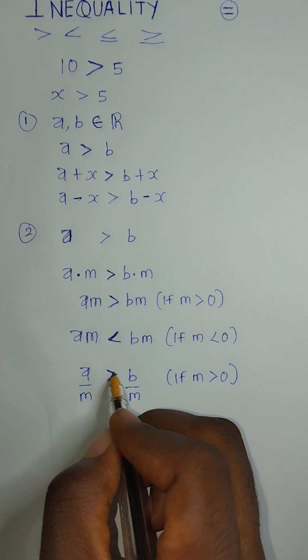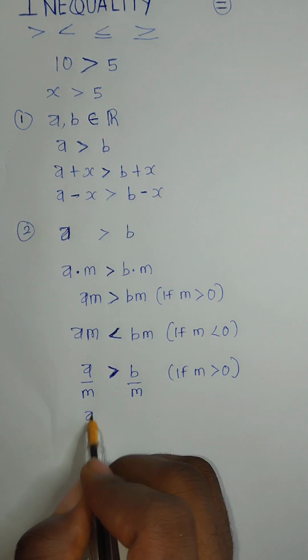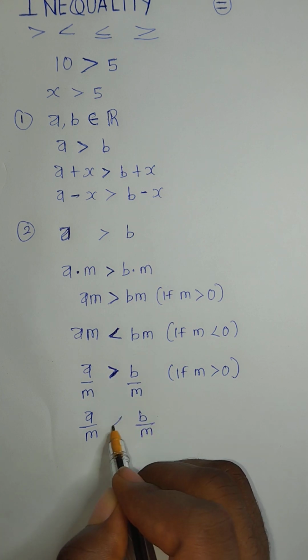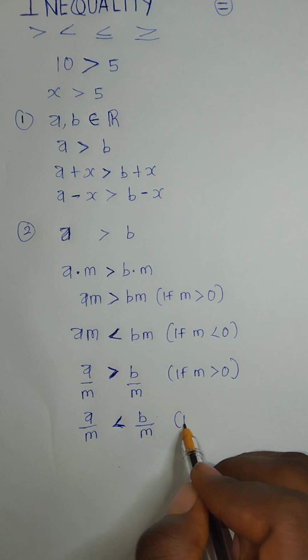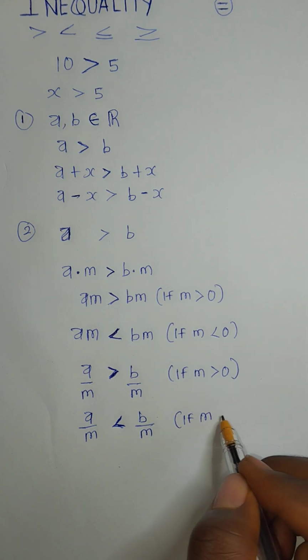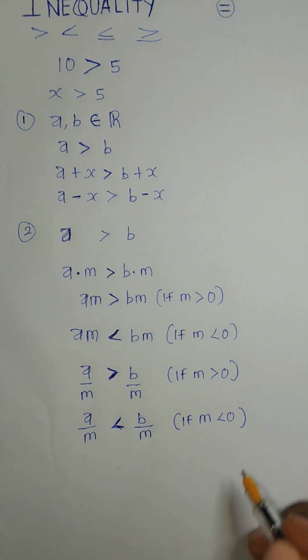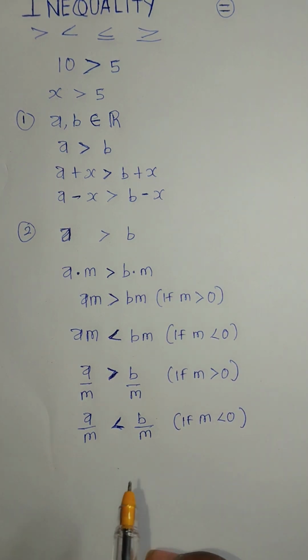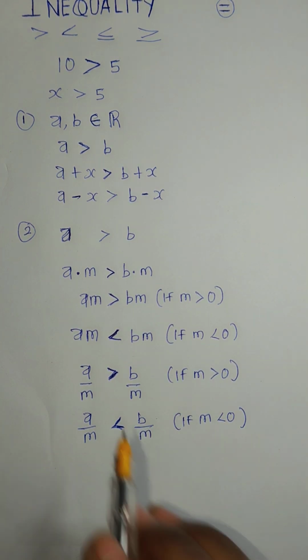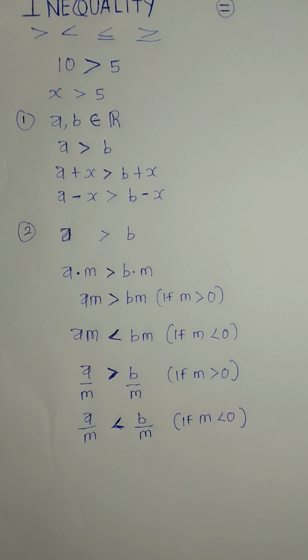Do you understand? Yes. But if you divide by a negative number, it will surely change. Please take note. So when you are dividing or multiplying by a negative number, what will happen? Your inequality sign will change. So you need to be careful. Students have to be careful here. When you're multiplying or dividing both sides of your inequality by a negative number, it must change the inequality sign.